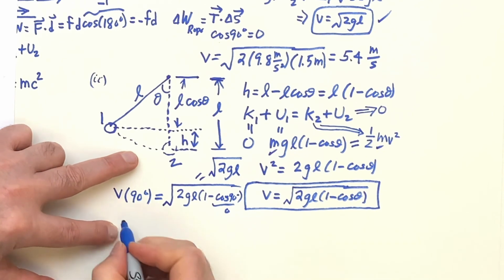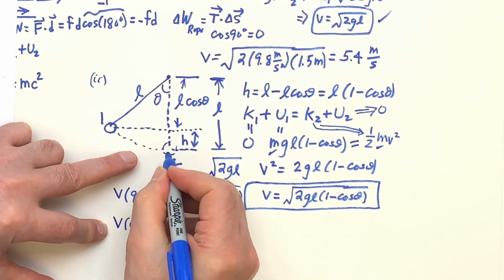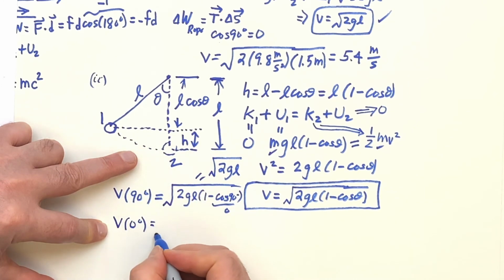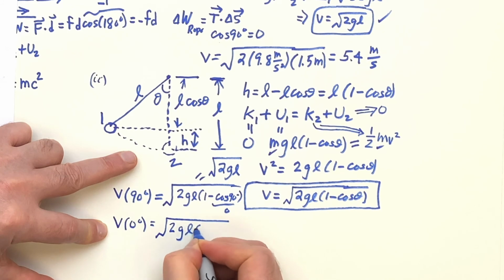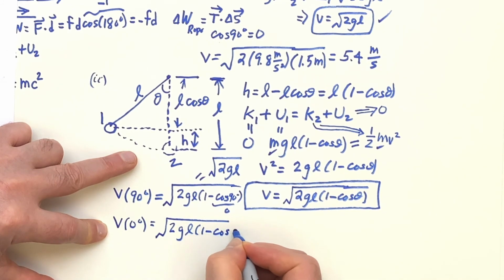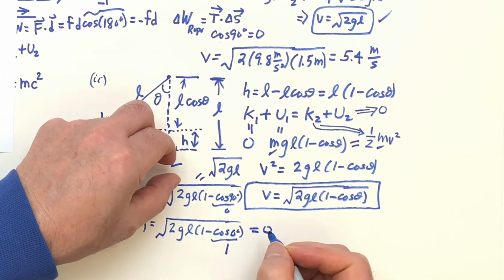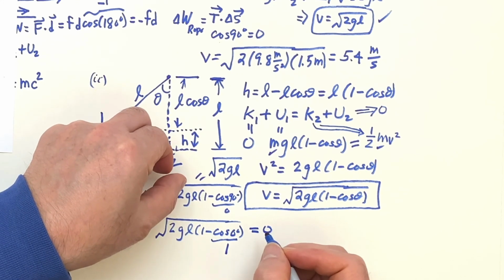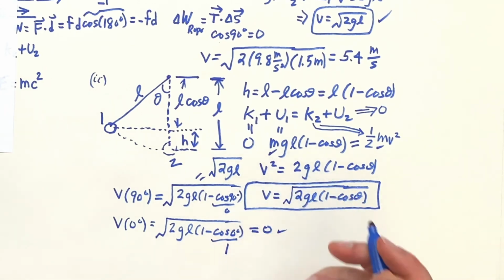So that checks. What about 0 degrees? If it's 0 degrees, it's going to go nowhere. Well, is that what we get here? Do we get that? 2gL times 1 minus the cosine of 0 degrees. Well, the cosine of 0 is 1, so 1 minus 1 is 0. Yeah, you get 0. If you just release it when you're holding it down at the bottom like that, at equilibrium, it doesn't go anywhere. So that's kind of a nice check that these two things check out.